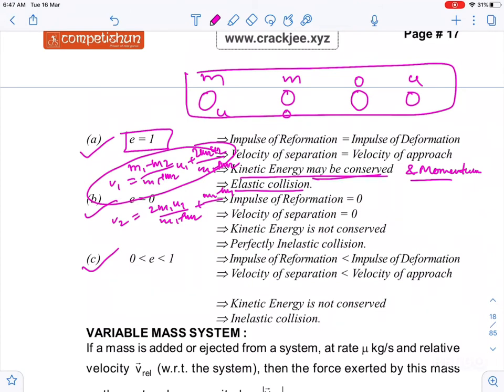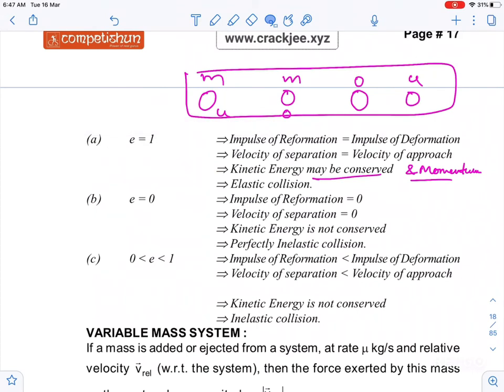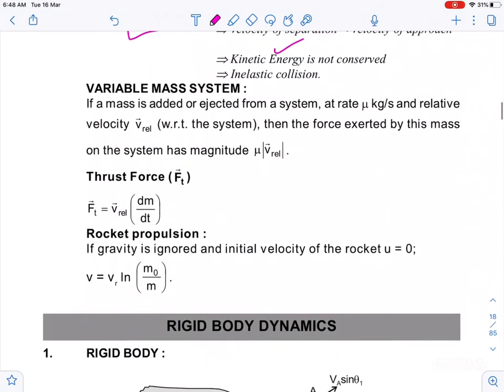Kinetic energy remains conserved here. And if it is an inelastic collision or perfectly inelastic collision, the coefficient of restitution is 0, and when it is partially elastic collision, it lies between 0 and 1. In all these there is a loss in kinetic energy, so they may ask you the loss in kinetic energy for this system.